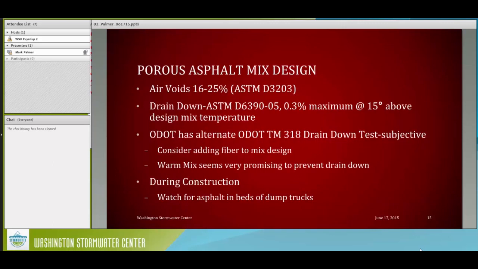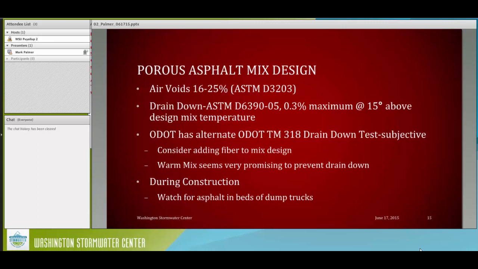So we mentioned a porous asphalt mix design, with air voids of 16 to 25% by ASTM D3203. Drain down, which is not necessarily an accurate reflection of what's happening in the field, but it's basically the only test we have now. We'd like to see a better drain down test done. It's done by ASTM 6390, and only 0.3% maximum is supposed to come out of the tray on that one at 15 degrees above the design mix temperature.